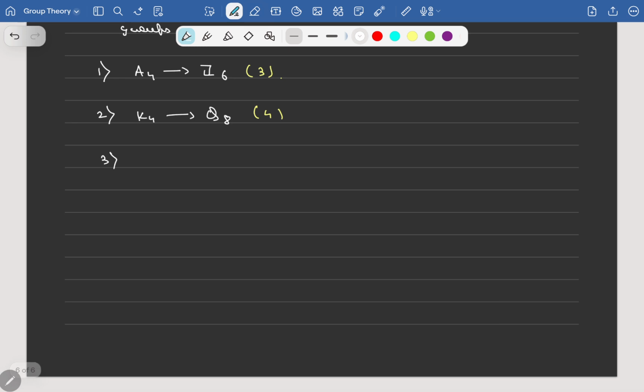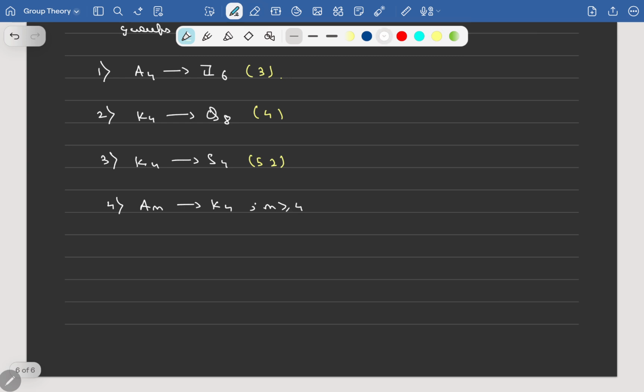Number 3, K4 to S4, and this is a huge answer. It's 52. Okay, just try it out. Number 4, let's take An for any n to K4, where specifically n is greater than or equal to 4, and I won't give the answer here.